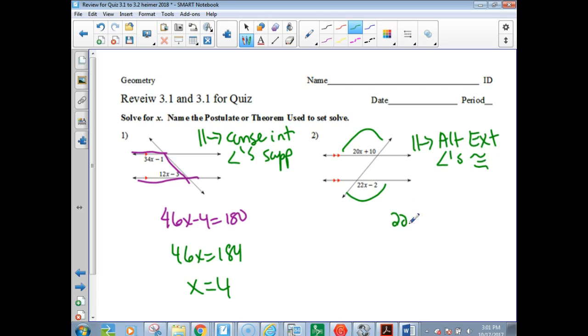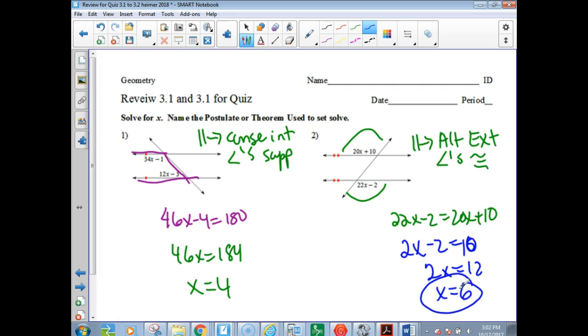So now we're going to set 22x minus 2 equal to 20x plus 10. I am going to quickly solve these, guys. So I'm subtracting 20x, and then I'm adding 2. That's a 10, and then divide by 2 and get 6. Okay, did anybody have problems with that?